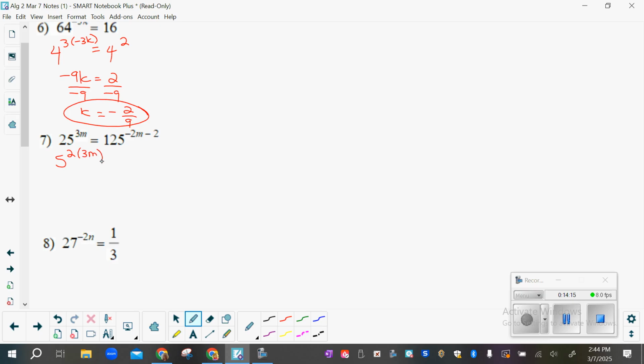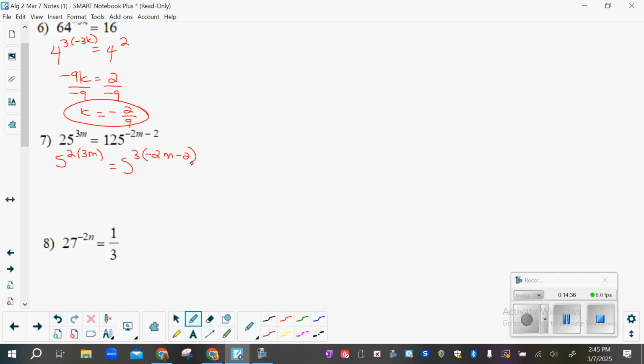Multiply. Because an exponent to an exponent means we're multiplying. So 5 to what exponent is 125? That was a little harder. Preston, you got it? To the 3rd. We have a lot of 3's here. It's just a coincidence. It's not always going to be 3. And then what do we do with the 3 and the negative 2m minus 2? Multiply again.